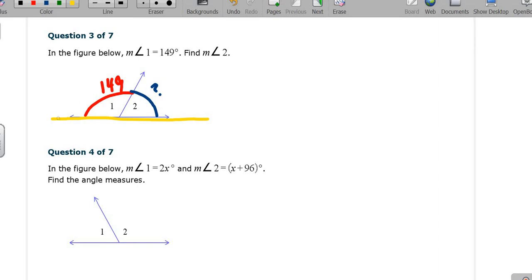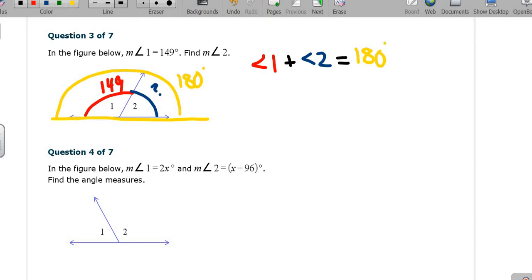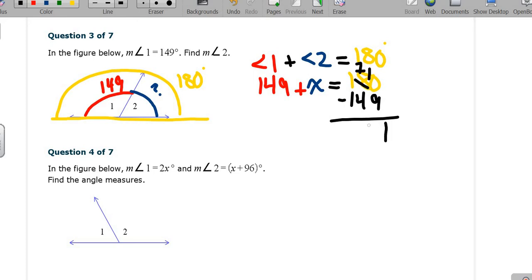They're a linear pair, which means they share a spine, make a line, which means they add up to 180. So in this case, angle 1 plus angle 2 have to add up to 180. They're a linear pair. So we simply have 149 plus unknown equals 180. So of course this is 180 minus 149. And we get 31 degrees.